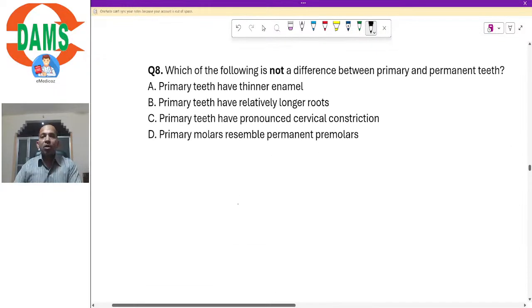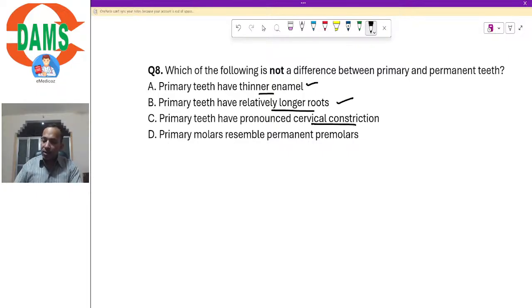Which of the following is not a difference between primary and permanent teeth? So, which is not a difference? Primary teeth have a thinner enamel, yes, this is correct. Primary teeth have relatively longer roots, this too is correct. Primary teeth have pronounced cervical constriction, this is correct. Primary molars resemble permanent premolars.